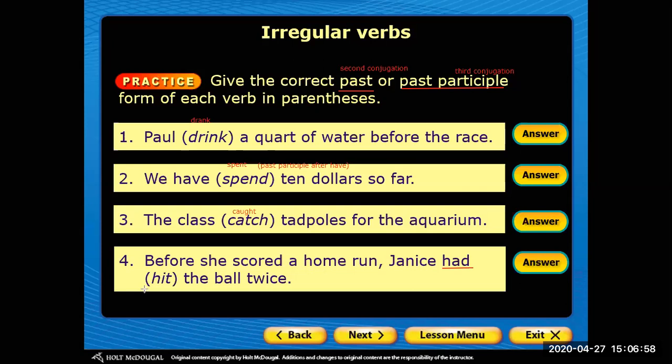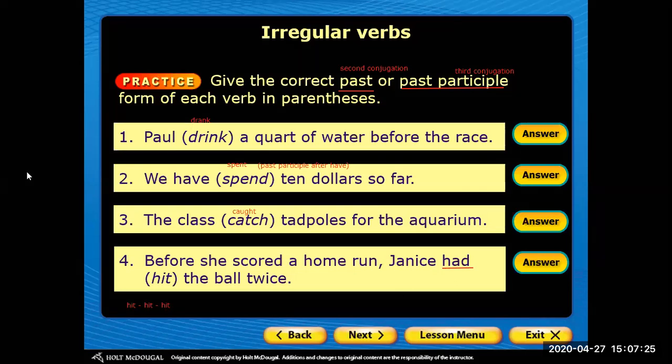What did we say about the verb hit? It has no changes. All right. So because, as we said before, the verb hit, even the third conjugation is hit. Okay, any question before we move on? No? Are you sure? Okay, let's move on to the exercise.